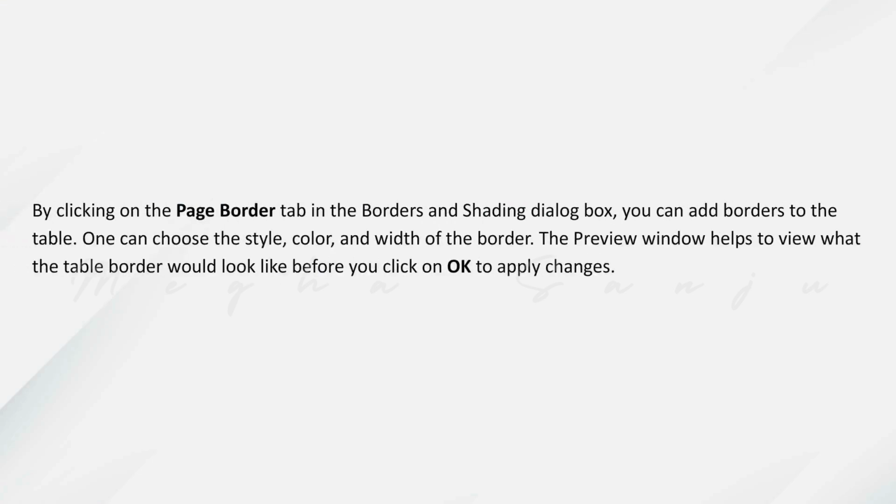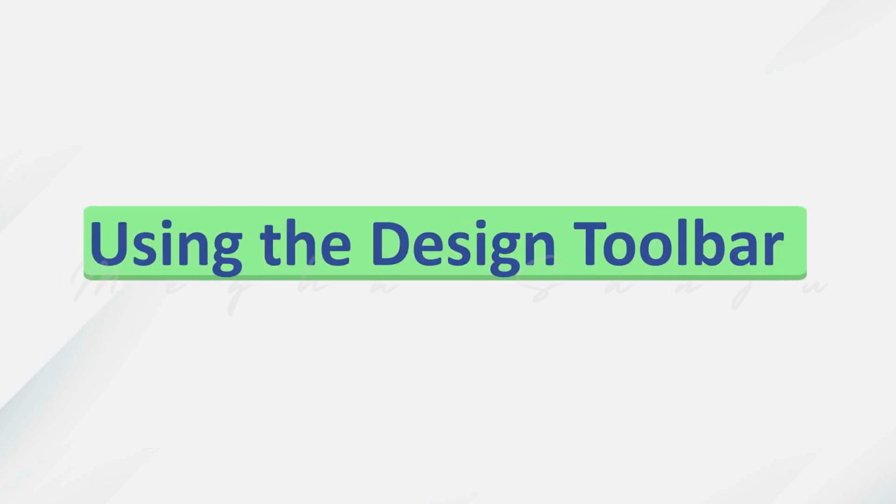By clicking on the Page Border tab in the Borders and Shading dialog box, you can add borders to the table. One can choose the style, color, and width of the border. The preview window helps to view what the table border would look like before you click on OK to apply changes.